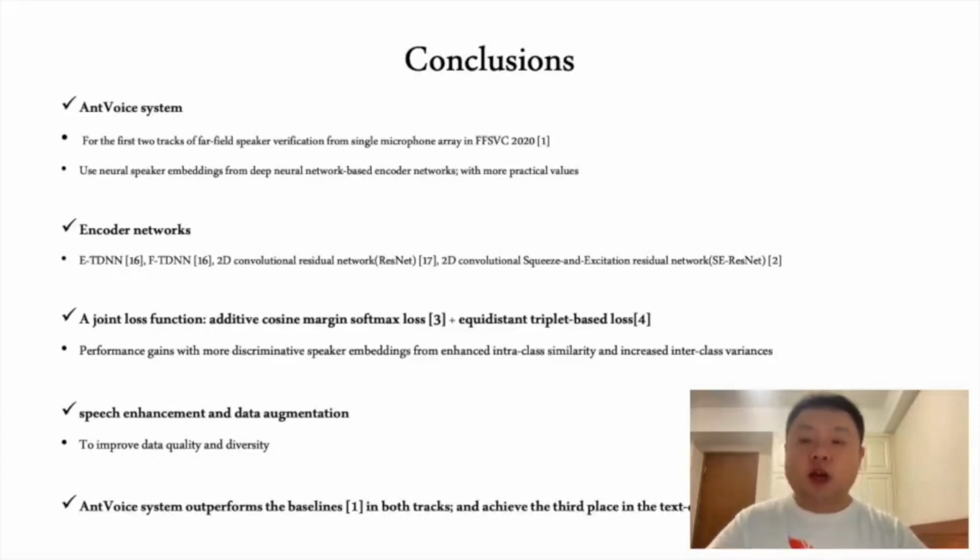A joint loss function, additive cosine margin softmax loss and equidistant triplet-based loss, gives performance gains with more discriminative speaker embedding from enhanced intra-class similarity and increased inter-class variance. Speech enhancement and data augmentation improve data quality and diversity. Finally, the AntVoice system outperforms the baseline in both tracks and achieved third place in the text-dependent verification task.